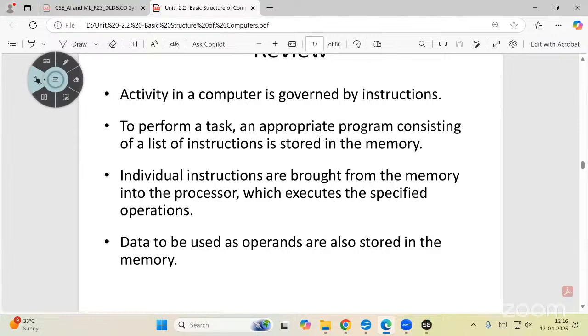Okay. The activity in a computer is governed by the instructions. Any activity can be simply a C program; in any program we are writing the instructions to perform the task. An appropriate program consisting of a list of instructions is stored in the memory. Simple: C is equal to A plus B.